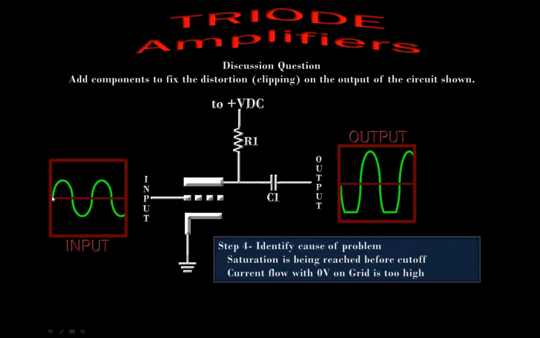That way we have as much room to make the control grid more positive toward saturation as we do to make it more negative toward cutoff. Again, audio waveforms are symmetrical, so it's important that we be able to do that. What's happening, because we're hitting saturation too soon, is that our control grid is too positive compared to the cathode. So there's too much current flowing when there's no voltage on the control grid. So we don't have as much room to make it more positive as we do to make it more negative.